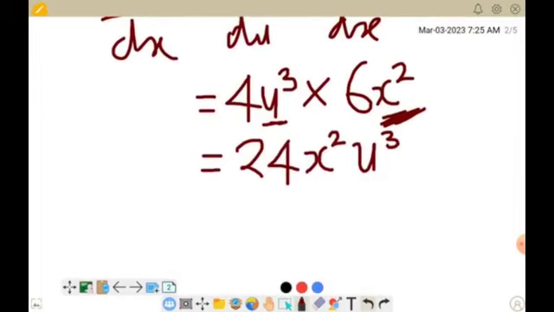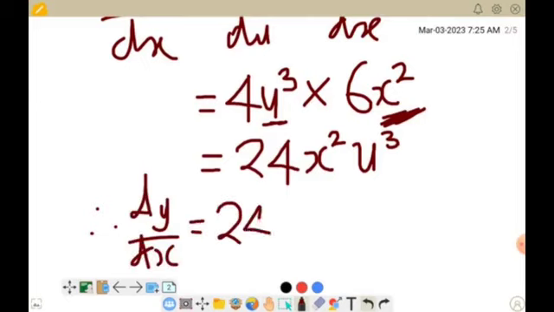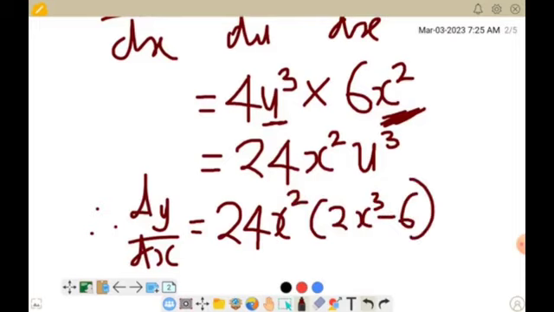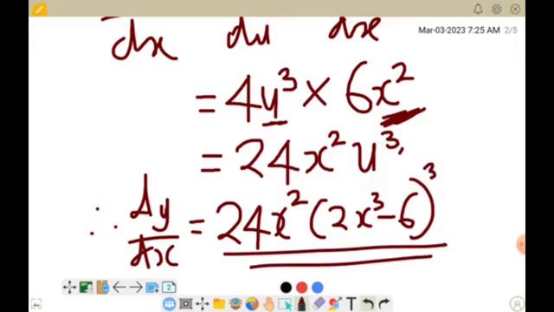So we can conclude that therefore dy/dx equals 24x squared, open a bracket, we have 2x cube minus 6, close the bracket, to the power of 3 here, to the power of 3. Okay, that's the first example.